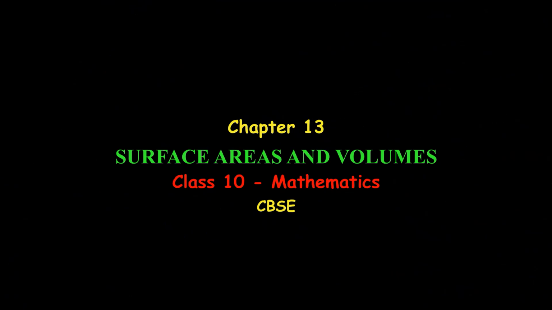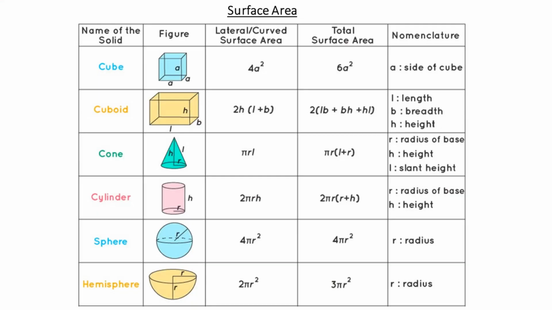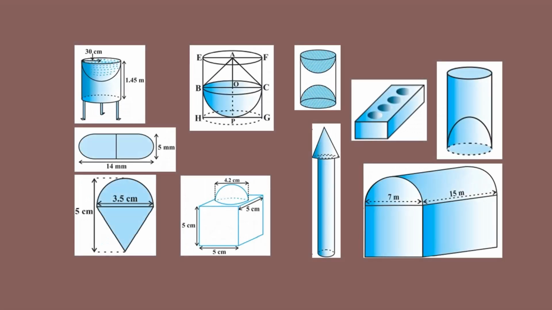Surface areas and volumes. We revised the formulas of surface areas and volumes of 3D figures we have already studied before. In the last lesson we also discussed how to find the surface areas of combined figures: if we combine two 3D figures, how to find the surface area. Some example questions we discussed, and today we continue from there, from the exercise on combinations of 3D figures and their surface areas. Okay, let me share my screen.